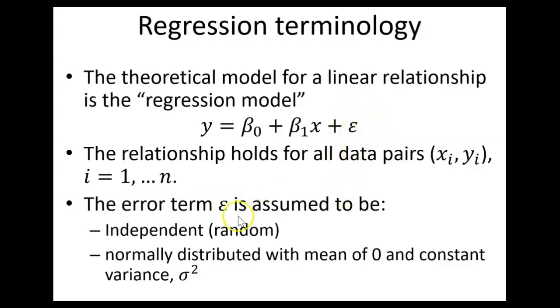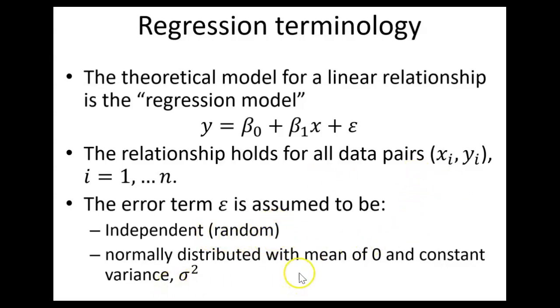This error term is assumed to be independent. Independent means it's random. Any one error term, and you'll have one for each data pair in your data, is not going to depend on any of the other error terms. We'll talk more about what that means when we discuss violations of the independence assumption, specifically when we think about time series data in chapter 14.